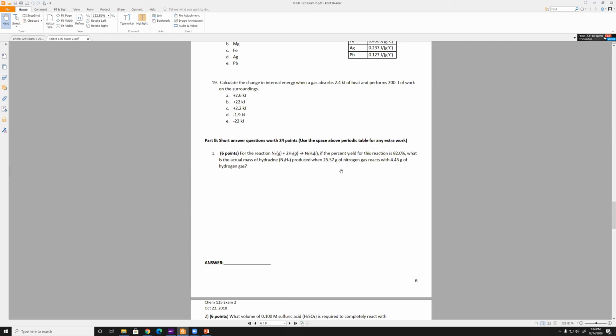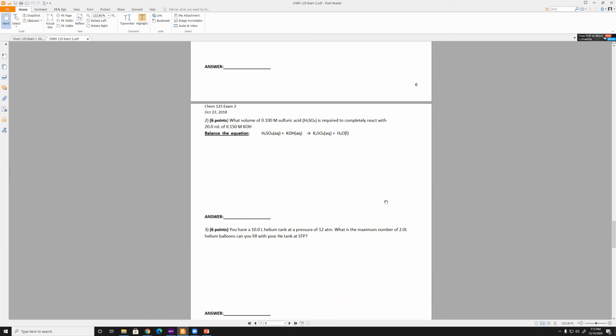So does anybody want me to go over that? It has limiting reactant in it and other things like that. So if so, let me know. Does anybody want me to go over this one? Don't be shy. All right, 3, 2, 1. Nobody. All right.